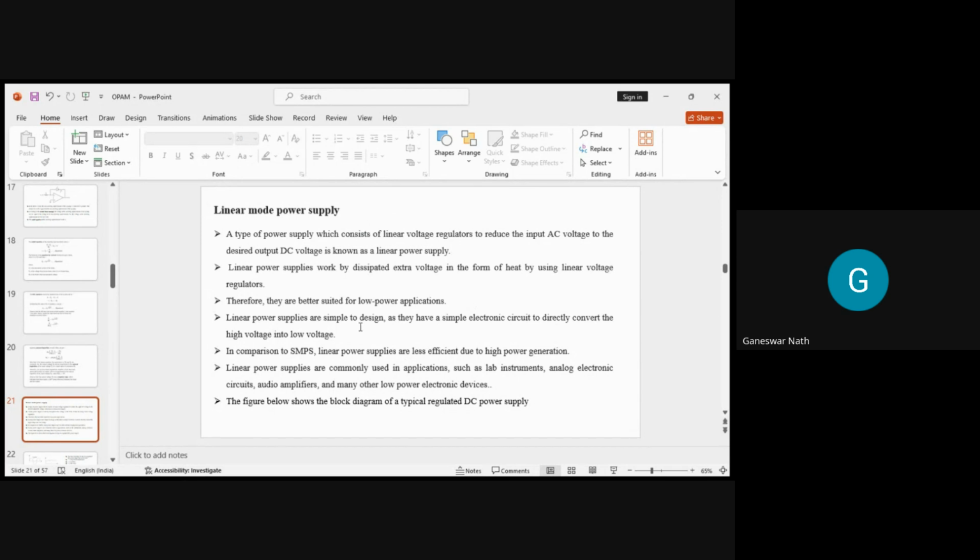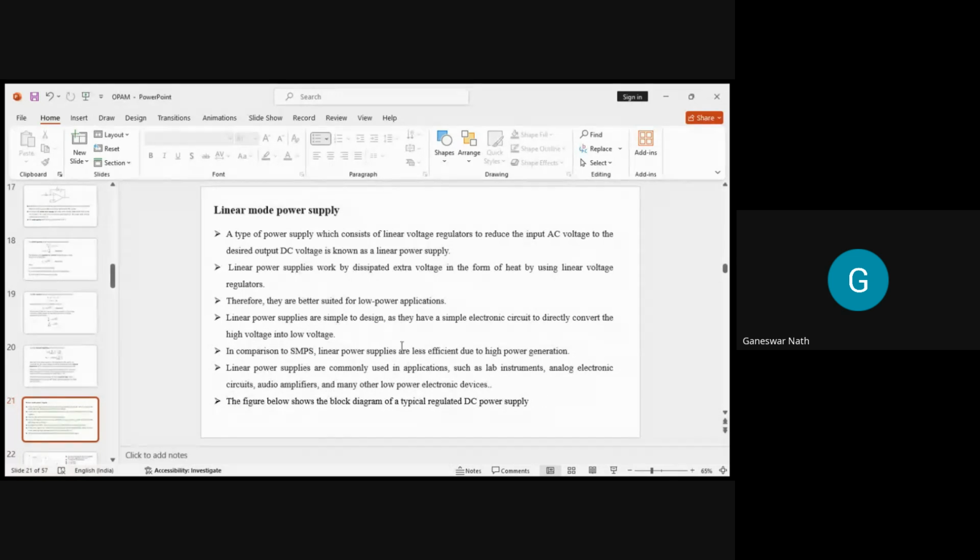Linear power supplies are simple to design, as they have a simple electronic circuit to directly convert the high voltage into low voltage. In comparison to the switching mode power supply, linear power supplies are less efficient due to high power dissipation. And linear power supplies are commonly used in applications such as lab instruments, analog electronic circuits, audio amplifiers, and many other low power electronic devices.